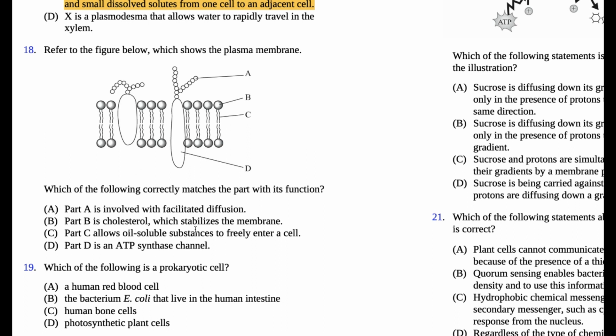Part C allows oil-soluble substances to freely enter a cell. D is an ATP synthase channel. You can see that C is going to be our correct answer because these are fatty acids and like dissolves like, so oil-soluble substances will be able to freely enter a cell due to these fatty acids.